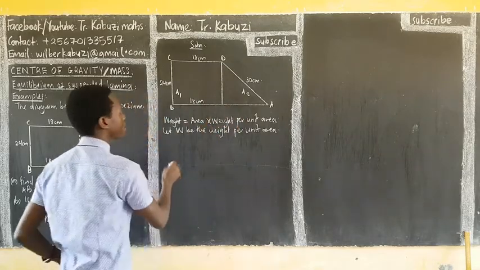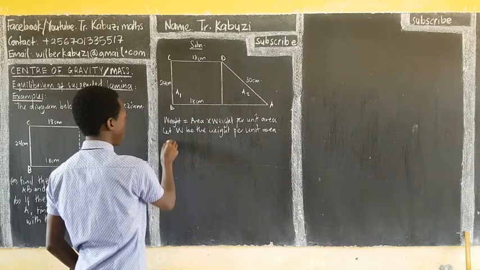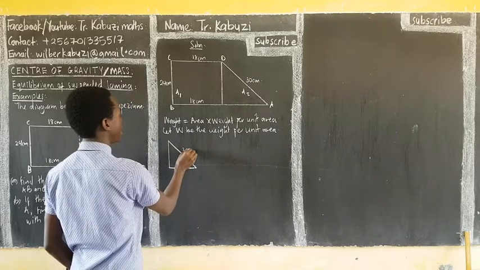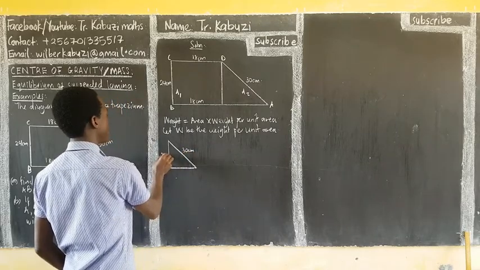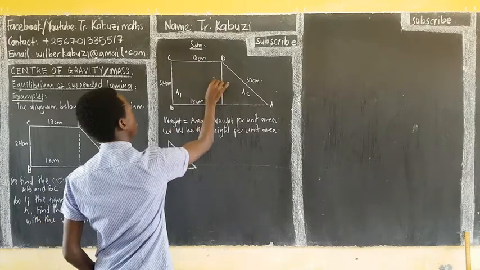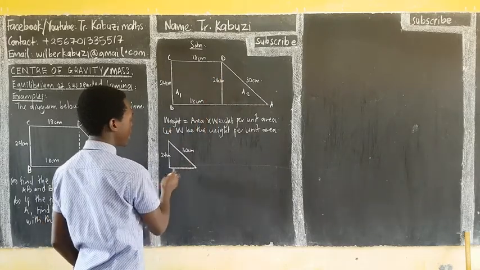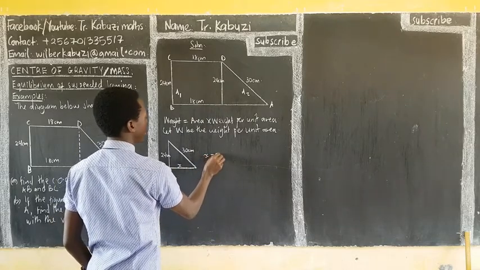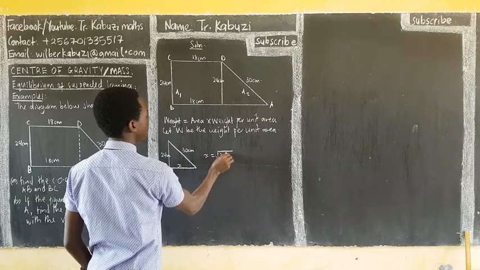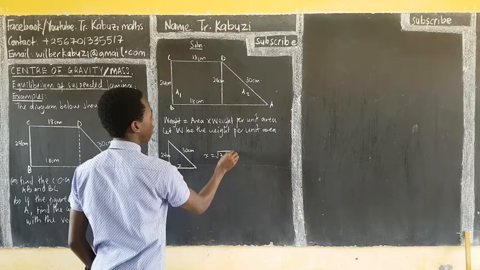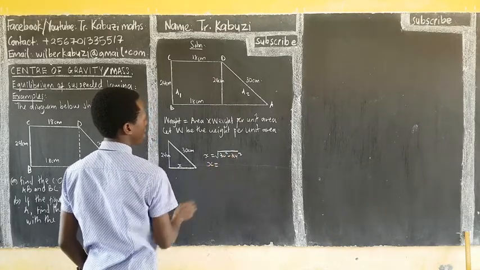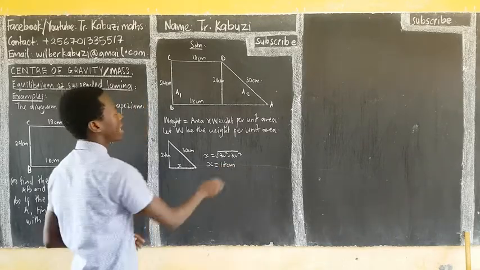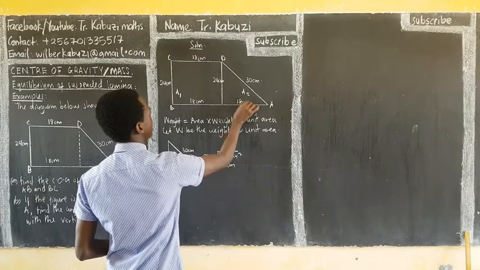Now I'm going to first consider this. If I have the hypotenuse as 30 centimeters, and I have this as 24 centimeters, and of course this is also 24 centimeters, then this one is going to be my x. It's the square root of 30 squared minus 24 squared, and so my x is going to be 18 centimeters.